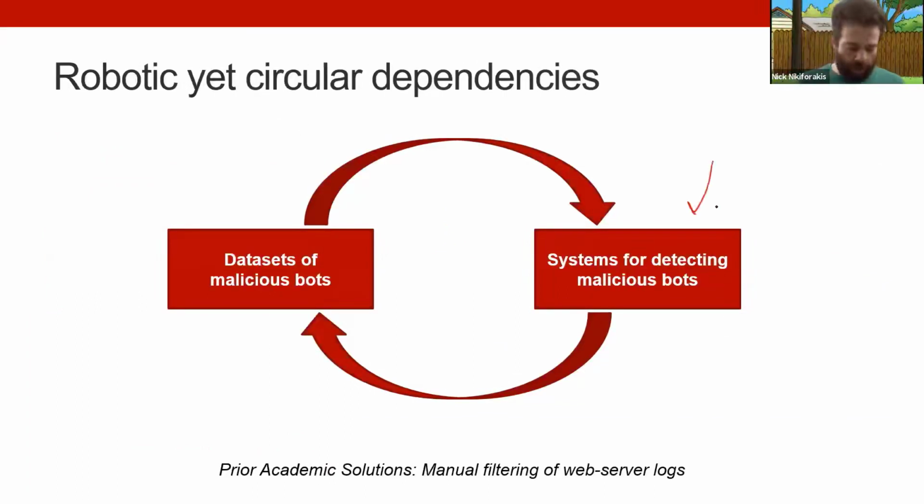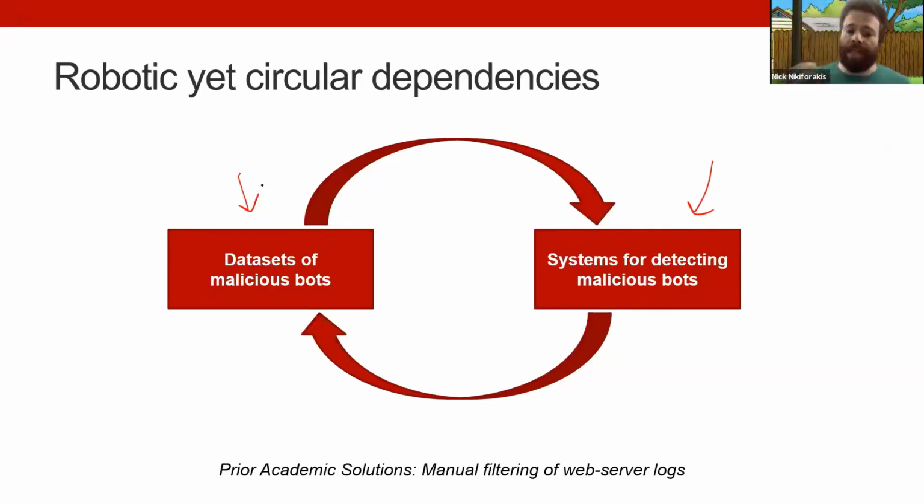So this brings us a little bit now to the problem that we're trying to solve. We are interested in building systems for detecting malicious bots, right? But in order to train the systems, in order to evaluate the systems, we actually need data sets of malicious bots, right? So we can actually say, okay, look, we can detect our known bots. But of course, in order to procure data sets of malicious bots, you need systems for detecting malicious bots, right? So you have the circular dependency that we somehow need to break.